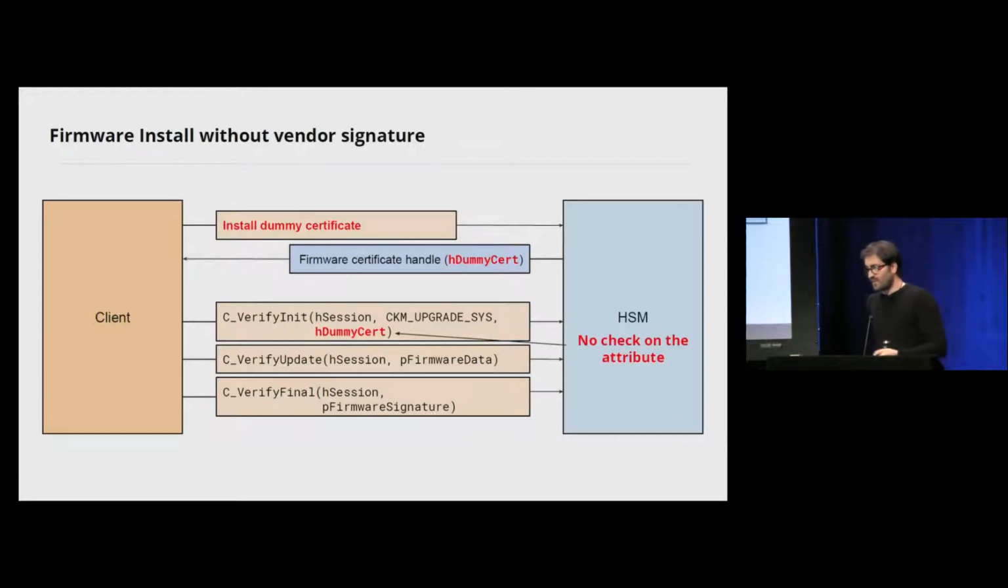But actually, there's a logical bug here. When the client sends the firmware data with the certificate, the HSM never checks that the attribute is present on the certificate object. So actually, you can install any dummy certificate and provide a handle to that certificate along with the firmware data to bypass the firmware signature on the HSM. So you can actually load any firmware on the device.